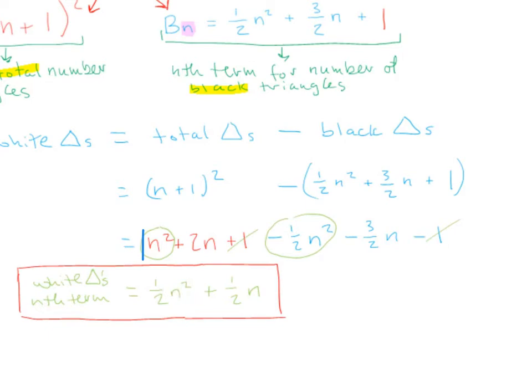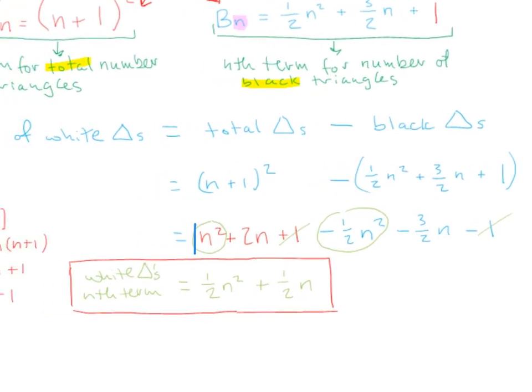So then we put the n's together. So we have 2n minus 3 over 2n is a half n. So again, if you're unsure with your fractions, you put into the calculator 2 minus 3 over 2, and you'll get a half. And then you just stick on the n. And the n does not change. It doesn't become n squared or n cubed or anything like that. It stays as n because we were just adding and subtracting.